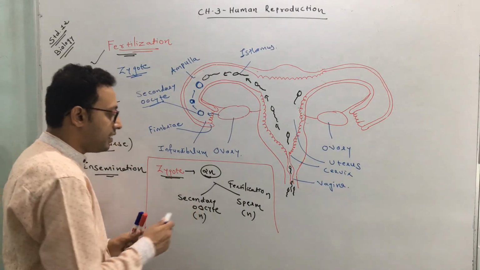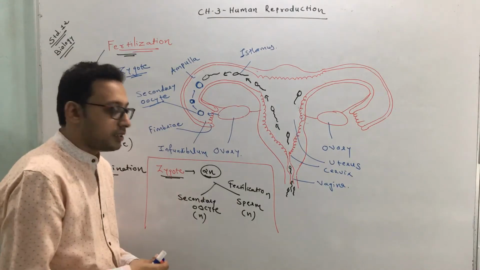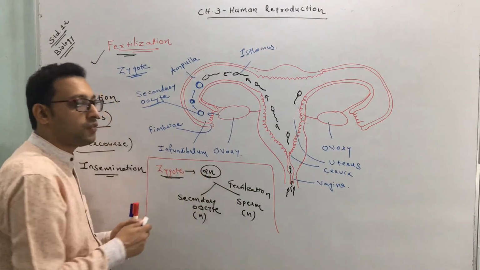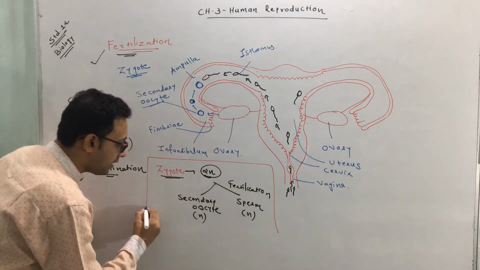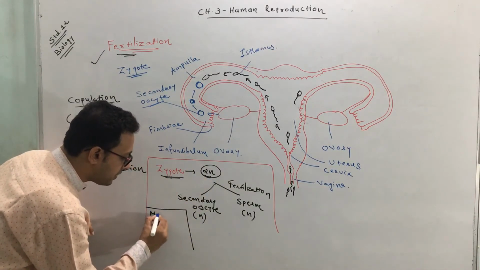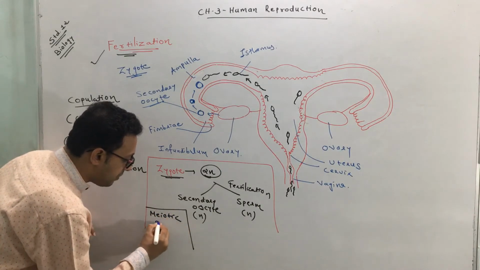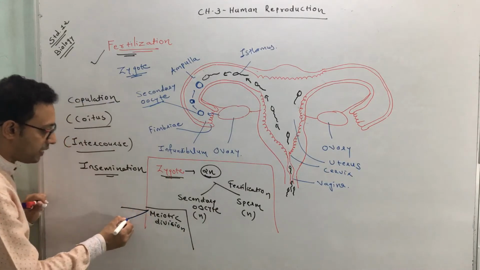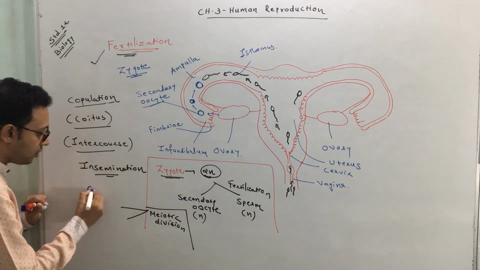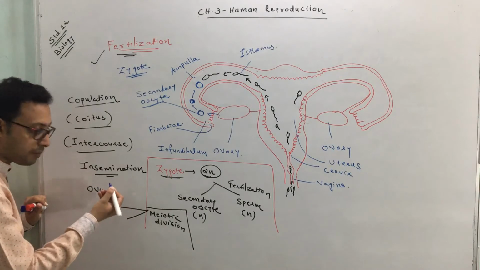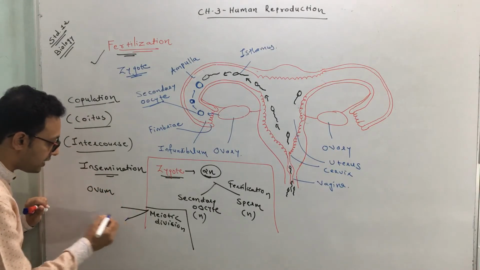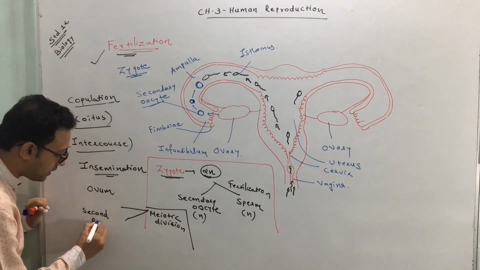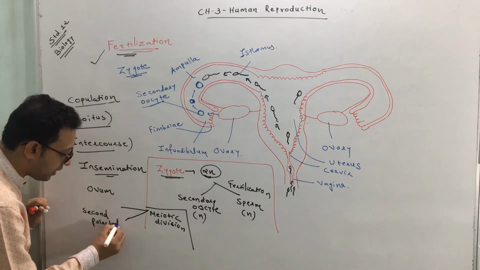But now, this is a secondary oocyte. What happens to it? When the sperm enters the secondary oocyte and leads to the formation of the zygote, it finishes its second meiotic division. As a result of the second meiotic division, it forms the ovum, or a proper egg cell, and a small cell is also produced, which is called the second polar body.